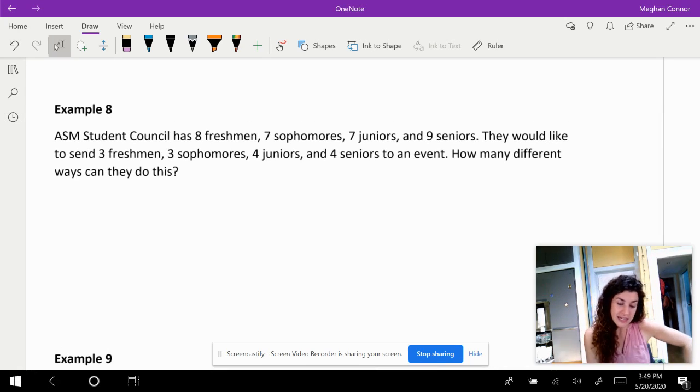ASM Student Council has 8 freshmen, 7 sophomores, 7 juniors, and 9 seniors. They would like to send 3 freshmen, 3 sophomores, 4 juniors, and 4 seniors to an event. How many different ways can they do this?